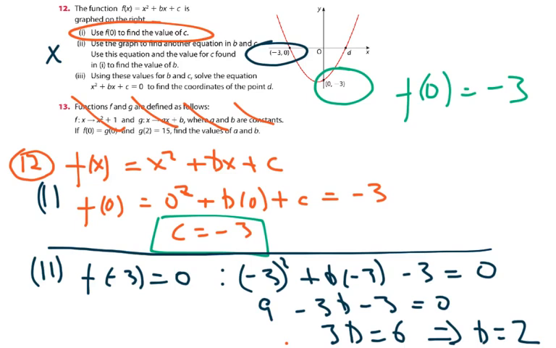So now we've got another value. We've got b is equal to 2. So we have c is equal to minus 3 and b is equal to 2.